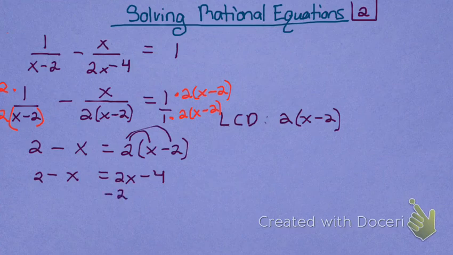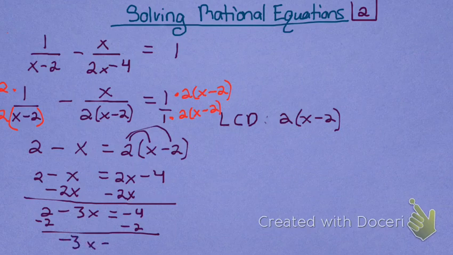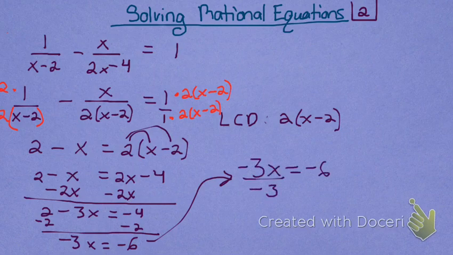So I'll subtract 2x on both sides. And again, it doesn't matter if you were to add x on both sides. And now I have 2 minus 3x equals negative 4. Then I'll subtract 2 to get negative 3x equal to negative 6. And I'll bring it up here. And then the final step, I'll divide both sides by negative 3 to get x equals 2.